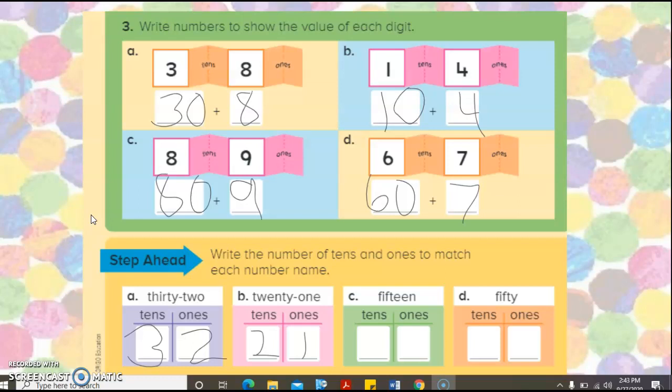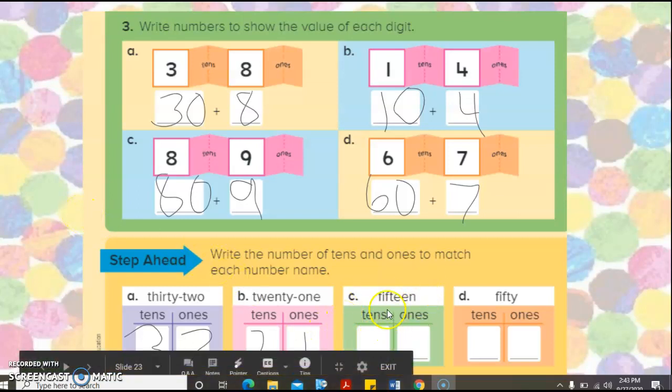Now, let's think about C and D. I want you to try those on your own, but keep in mind, C is a teen number. So, what do teen numbers always have in the tens position? Remember that rule. And for letter D, although they sound the same, these are 2 very different answers. So go ahead and try C and D on your own, pause the video, and come back to the video to review your answers.